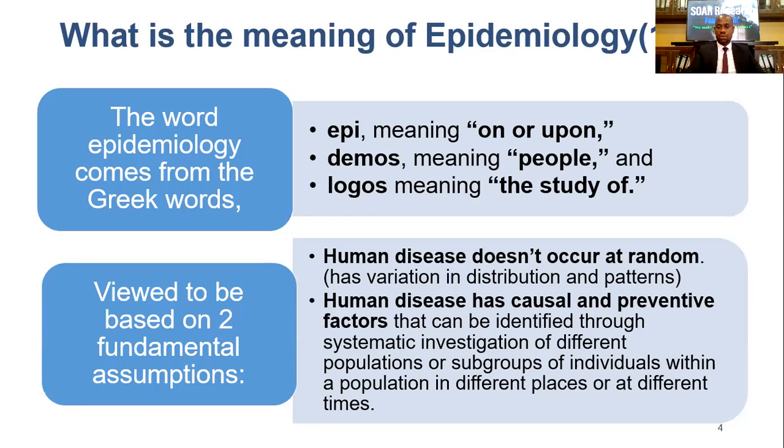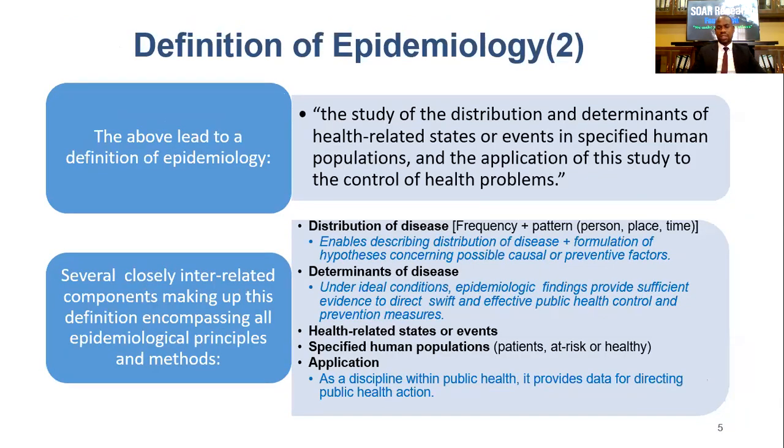So by understanding those causes and those preventive factors. So when you're doing research, those are things we are thinking about. So the definition of epidemiology is the study of distribution and determinants of health-related states or events in specified human populations, but also the application of this study to the control of health problems. So when we are doing an epidemiological study, we are thinking about also how it will be applied and how it will help the public health administrators to be able to control such problems.